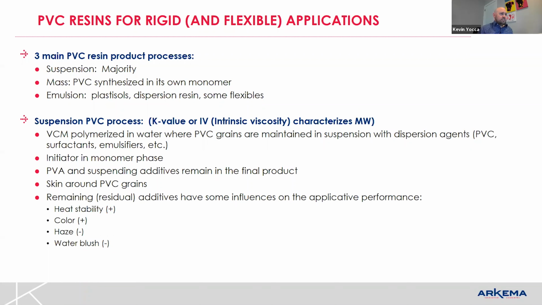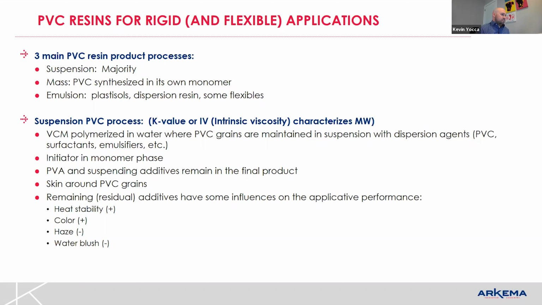Mass resin is something that is still out there. So this is where, instead of being in a suspension process, you have the PVC actually made in its own monomer, and it leads to a different morphology of the PVC particles. So we're not going to talk about that specifically today. It's a little bit more specialized, but we have had customers over the years that use it, and it has its own unique requirements for formulation.